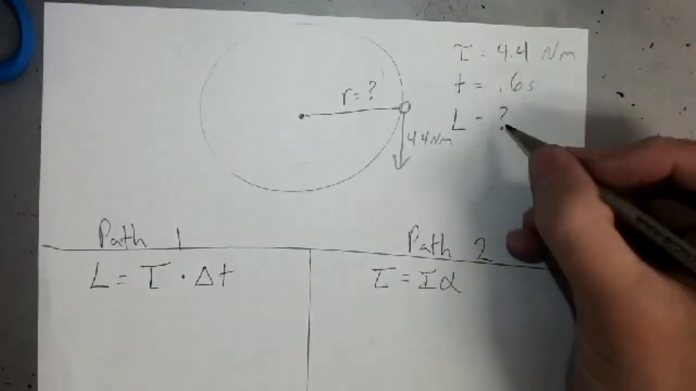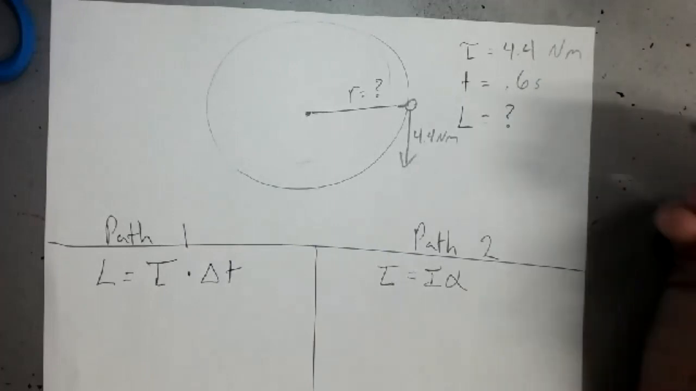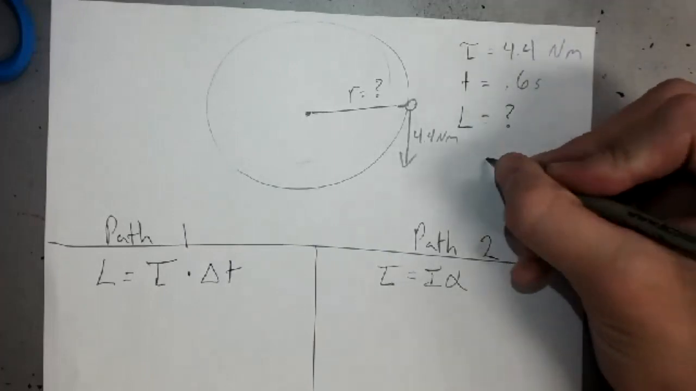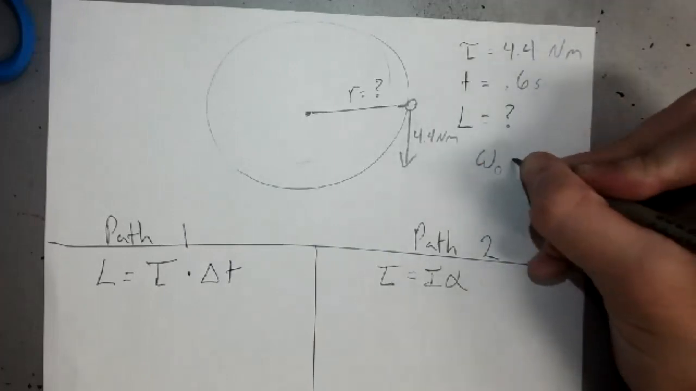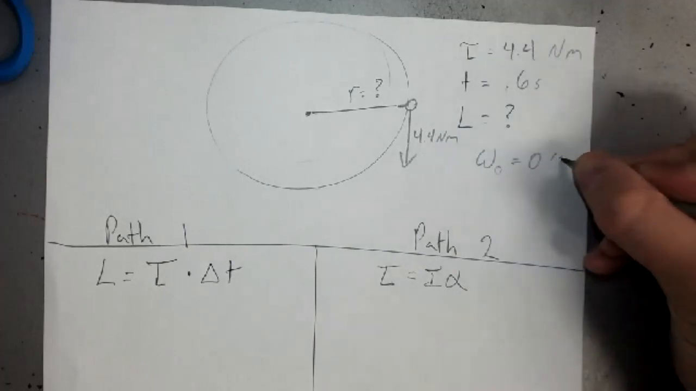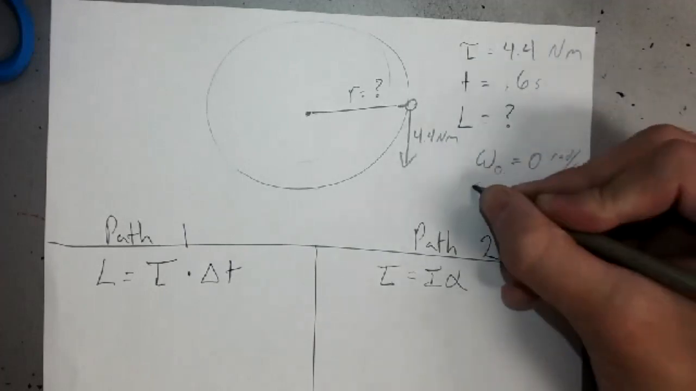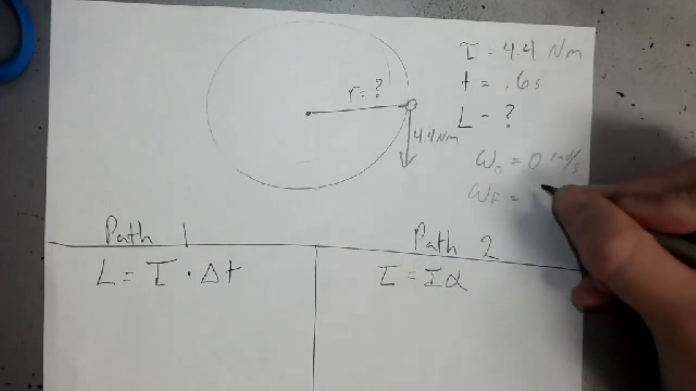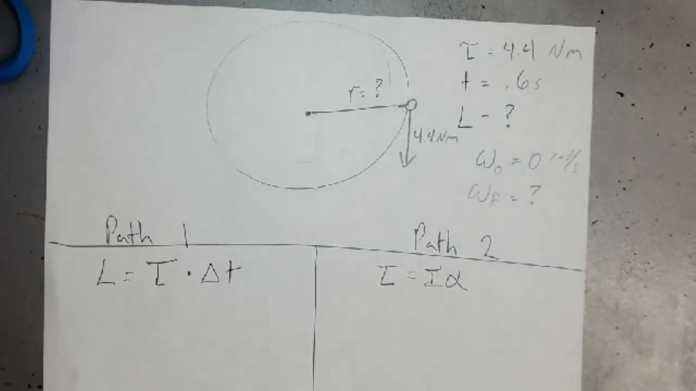We don't know the angular momentum yet, but we can find it. If it starts from 0 radians per second, how fast will it end? That's the question. There's actually two ways that you can take this.